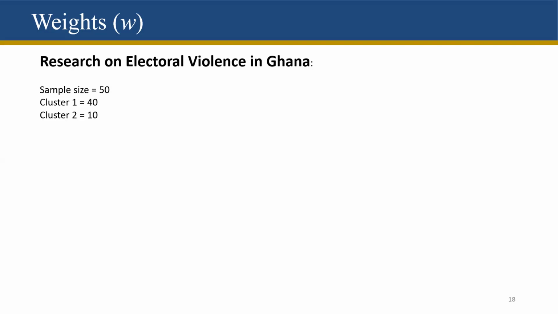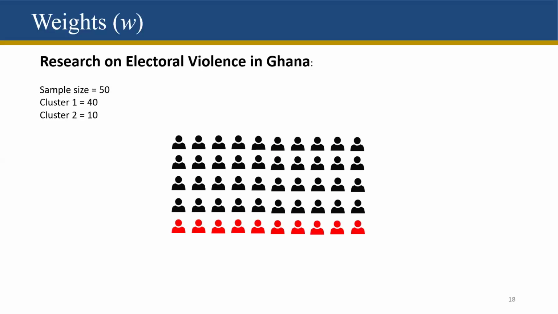In our research, we have a sample size of 50. But it turns out that within that 50, we have two clusters, okay? So we have the first cluster made up of 40 people, and the second cluster is made up of 10 people. We want to see how weight is very important in doing some analysis over here. So this is, let's say, the population that we have, or our sample size. And over here, we can count. The red is the second cluster made up of 10 people, and the black is the first cluster made up of 40 people.